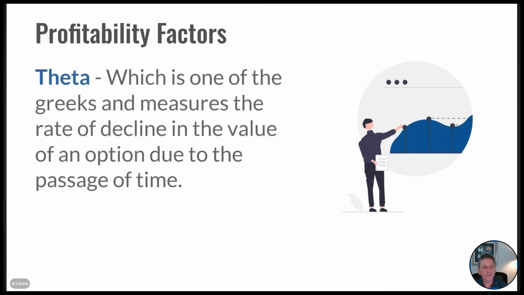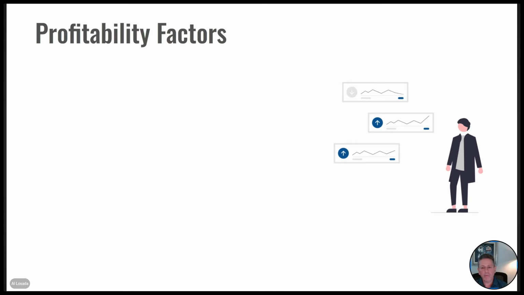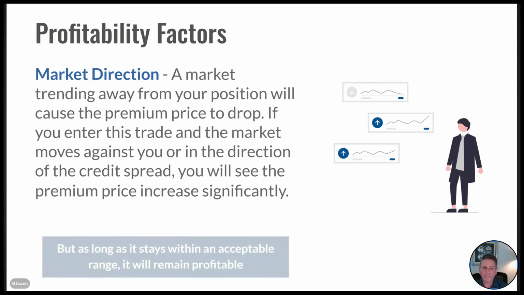Probability factor number 2 is theta, which is one of the Greeks that measures the rate of decline in the value of the option. That's really important, and you want that theta crush to go down. And this is basically the same thing with implied volatility. And then the other probability is the market direction. If you're in a market and the market is trending either up or down, you want to be in that trend, where the market's going, not against you. So you always want to try that.